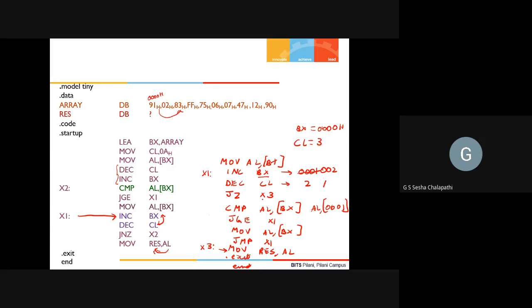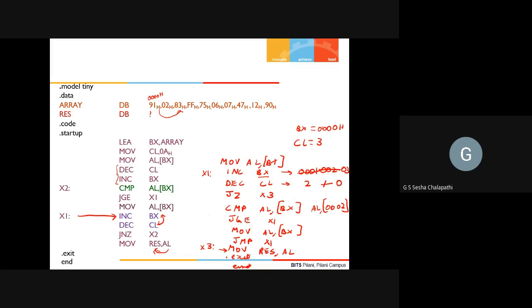Jump to X3? No, it is not 0. Now compare AL with BX. Now BX is 2, so it will compare with 2. If it is, let us say AL always has a greater number, so it is greater than or equal to. So again, it will go here. BX becomes 0003, and CL becomes 0.